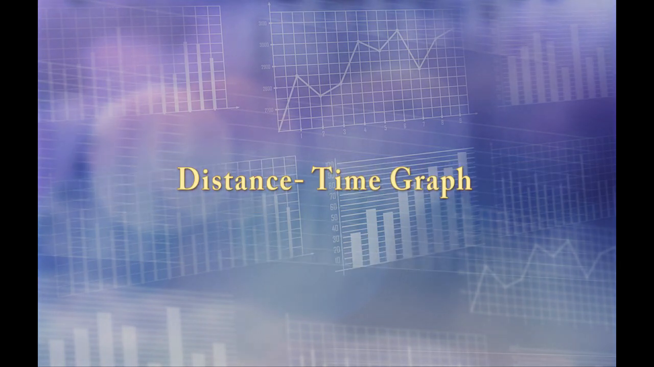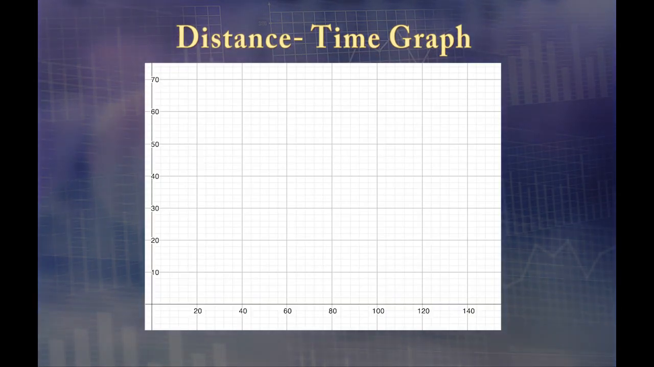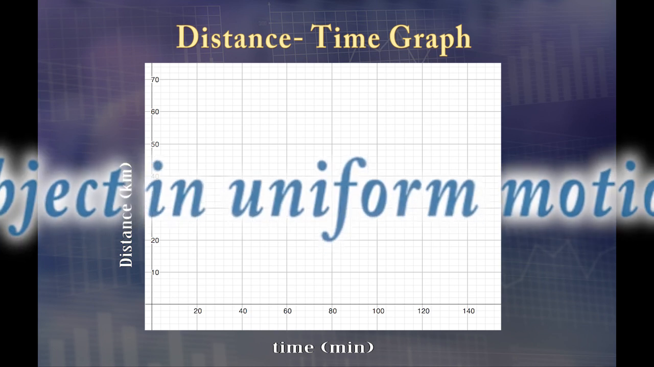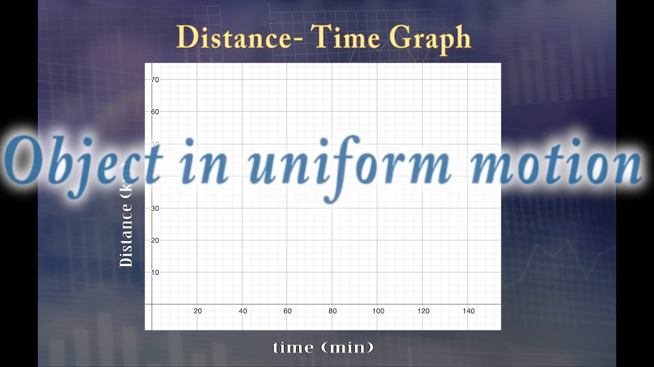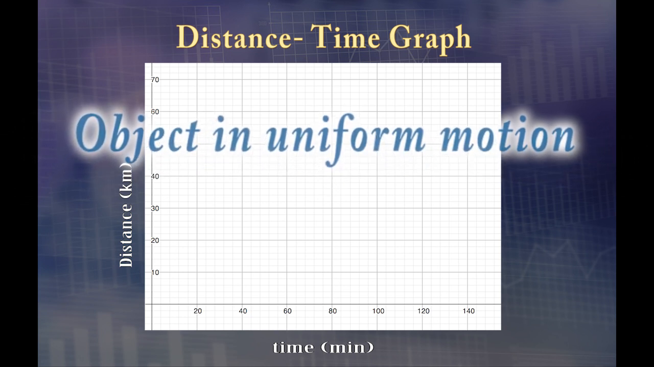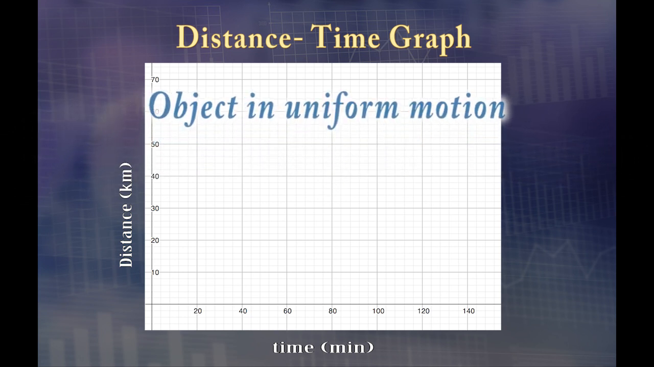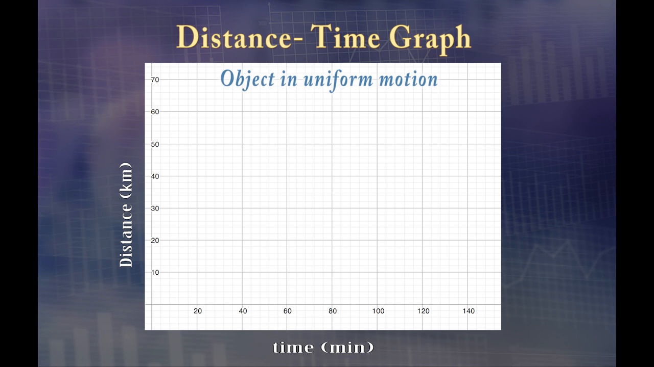So first, let us see the distance-time graph. A straight line along the x-axis represents time, and a straight line along the y-axis represents distance. Let us assume that the object is in uniform motion. That is, it travels equal distance in equal intervals of time.